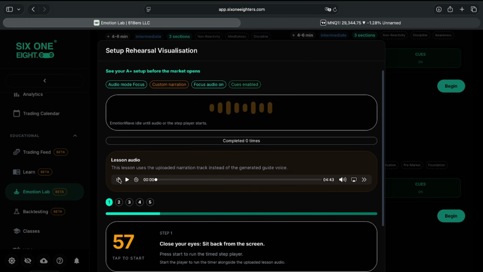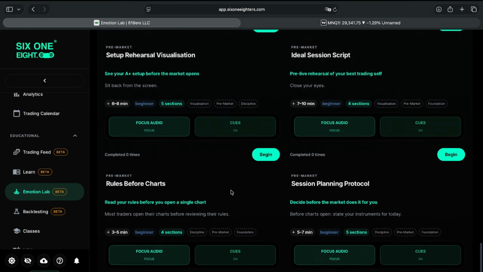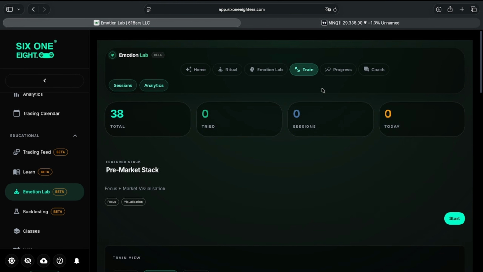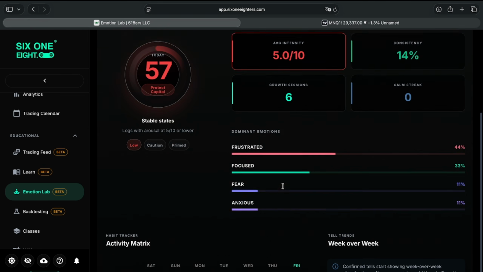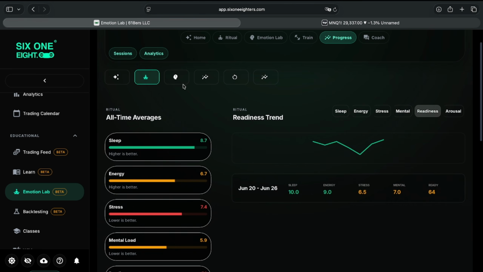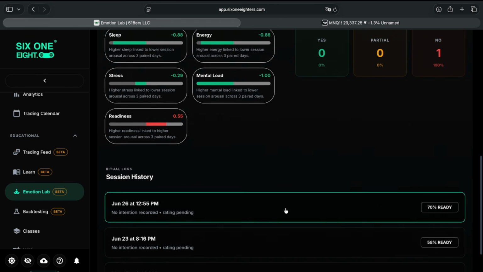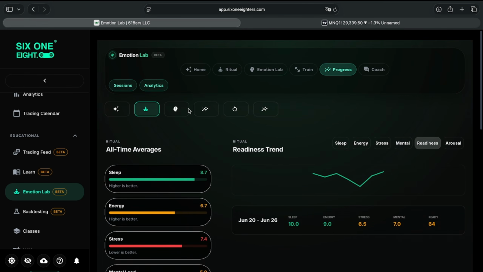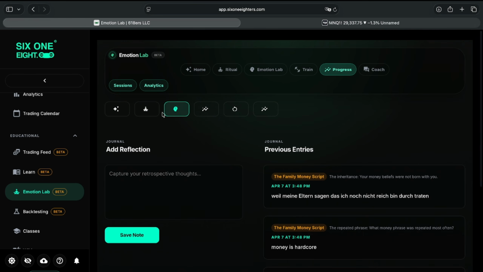For example, you can use this audio here. Sit back from the screen. As you can see, you can do this before a session or after a session, to recalibrate, come back and figure out, okay, what's going on with my mind? Why do I over risk? Anything you can think about. Here we see at the moment that today I was a little bit frustrated and this is not good. So overall, my readiness, lifestyle, stress, sleep quality, all of the data we have here, and so on. You can also write anything in here.